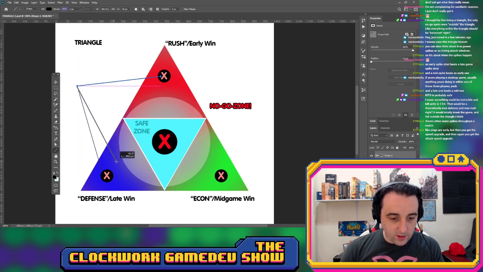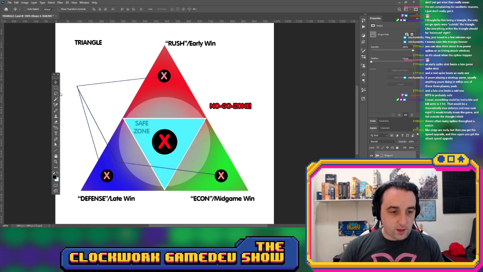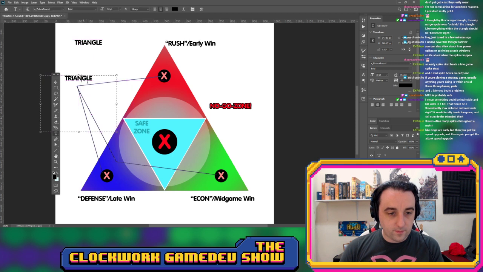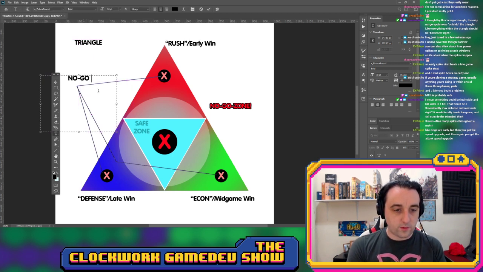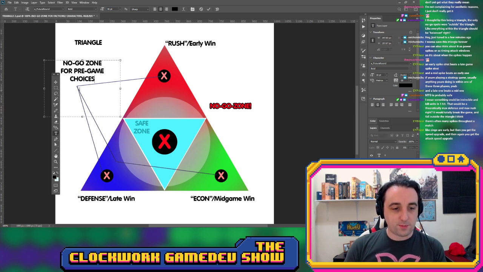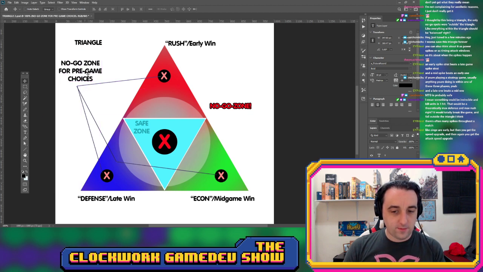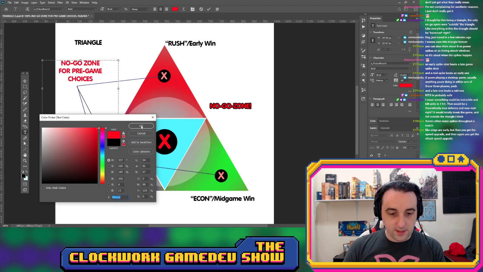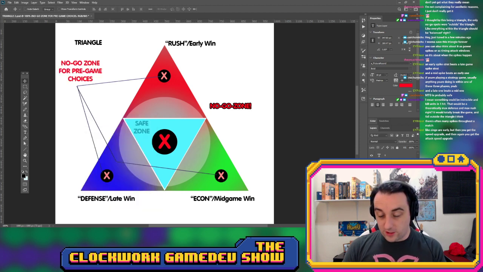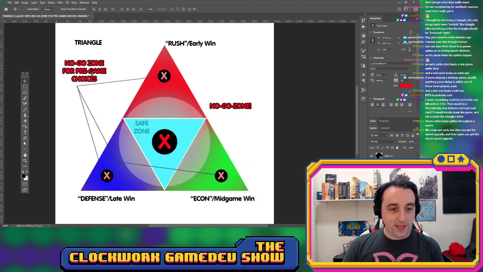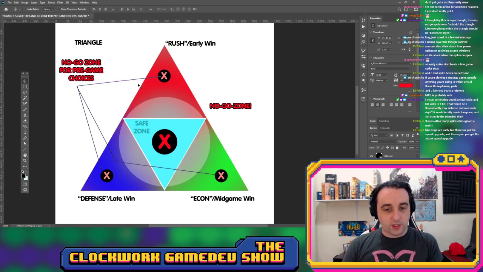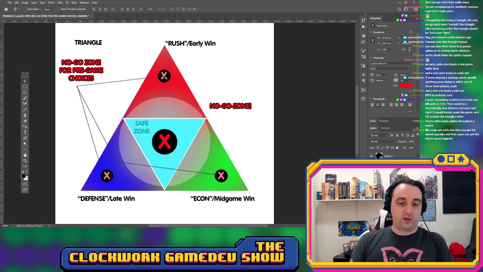Is there a way I can not ruin my chart with this? Something like that. These would all be no-go zones for factions, characters, for pre-game choices. Let's put it that way. So the idea here is, does this make sense? Basically I'm saying characters, races, anything you can pick before the game starts, which, by the way, I generally don't think you should be able to pick things before the game starts. But if we're allowing that, you really shouldn't have a rush character or a rush faction.